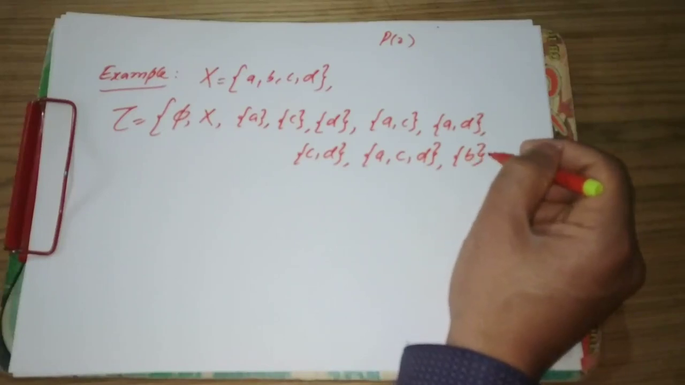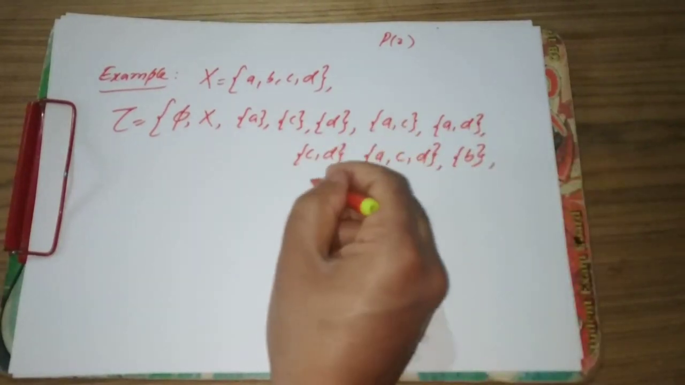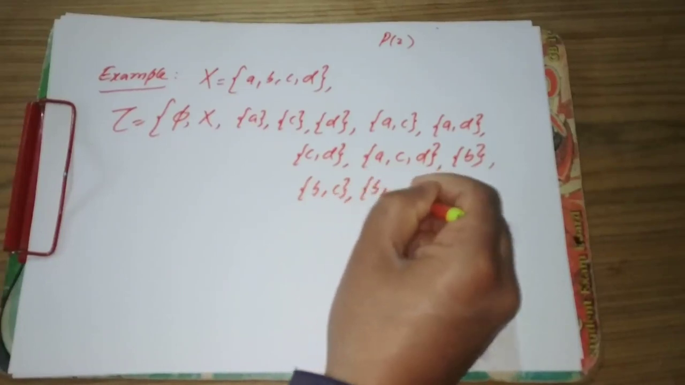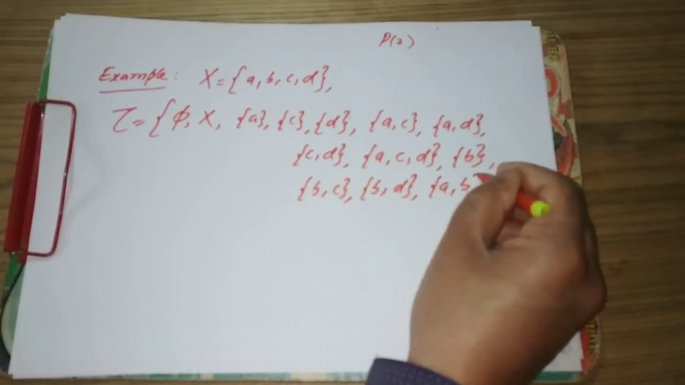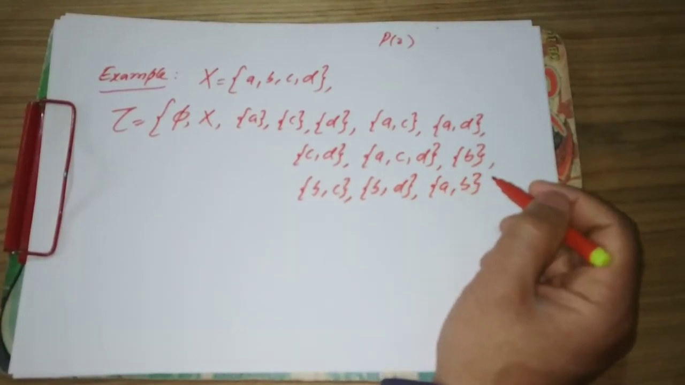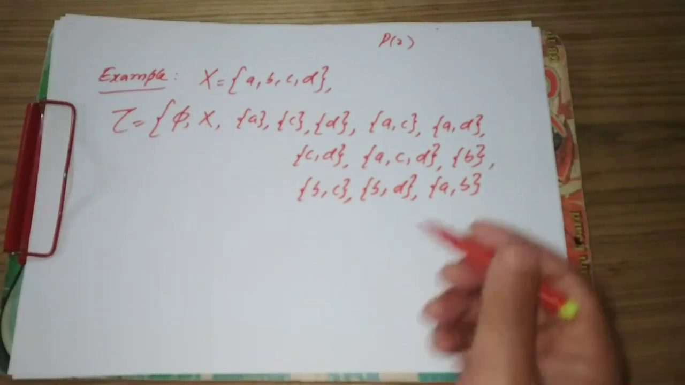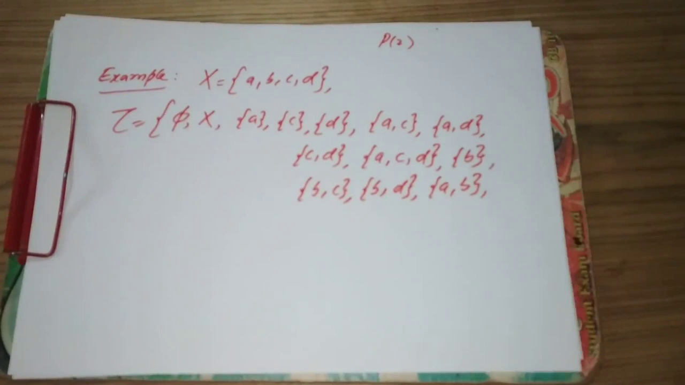Then BD should be there, BC should be there, and let's take BC, BD, and let's take AB also. And then I have to take these ACD, ABD, all these sets so that it will become a topology on X.